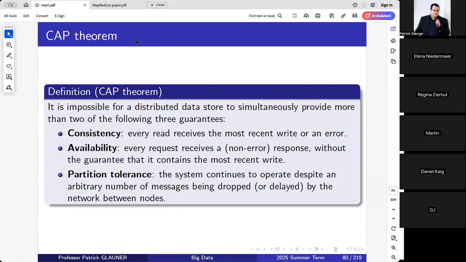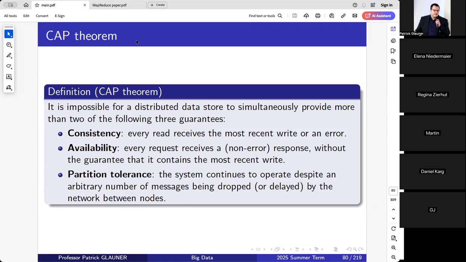And this has to do with the CAP theorem, because there are three guarantees. Availability means the node is actually usable, available. Consistency means when you make a change to one node, it would be available on all the nodes. And partition tolerance means your system actually still works well, even if you have an arbitrary number of messages being dropped. Messages here means communication among the nodes because of some network issues.